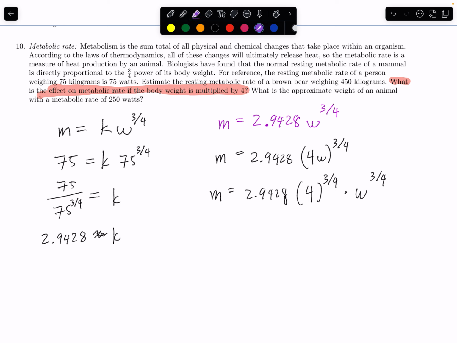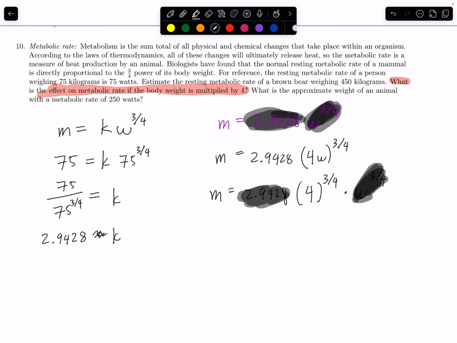Compare my original, which was over here. Okay, that part stayed the same, right? So you can effectively ignore that. This W to the 3/4 stayed the same, so you can ignore that. So this guy's gone, basically. That's gone. What changed? Well, the only thing that's new is this 4 to the 3/4 power now. So what's the change? The metabolic rate was multiplied by 4 to the 3/4 power compared to what it originally was. And what is 4 to the 3/4 power? Punch that into the calculator. It's about 2.8.